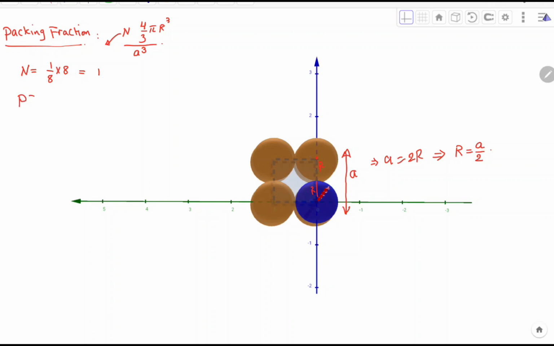So the packing fraction is equal to n, in this case 1, times 4/3 pi r cubed. Now r is equal to a/2 in this case, so (a/2) cubed, divided by a cubed. When you simplify this, you will get the packing fraction for the simple cubic crystal equal to pi/6, or 0.524.